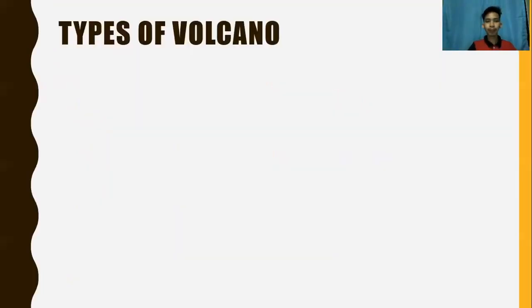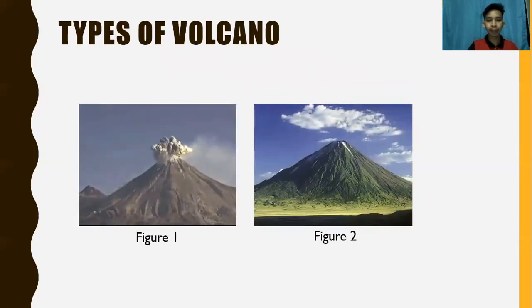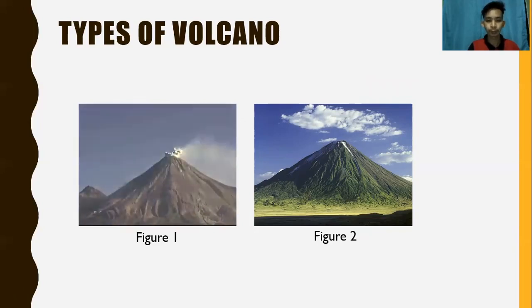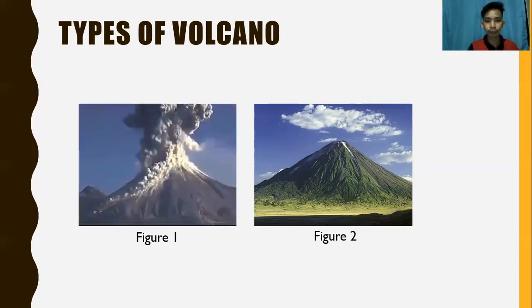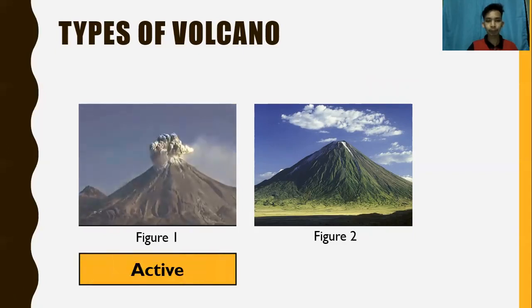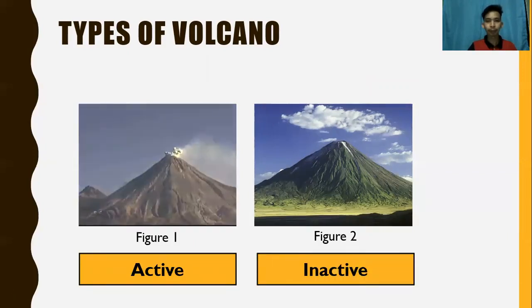There are 2 types of volcanoes according to volcanic activity. So I would like you to look at the 2 pictures, figure 1 and figure 2. Are you going to compare figure 1 from that of figure 2? Yes, in figure 1, there is an eruption, while in figure 2, there is no eruption. Figure 1 exhibits what we call an active volcano, while figure 2 is what we call an inactive volcano. Let us discuss these 2 kinds of volcano in detail.